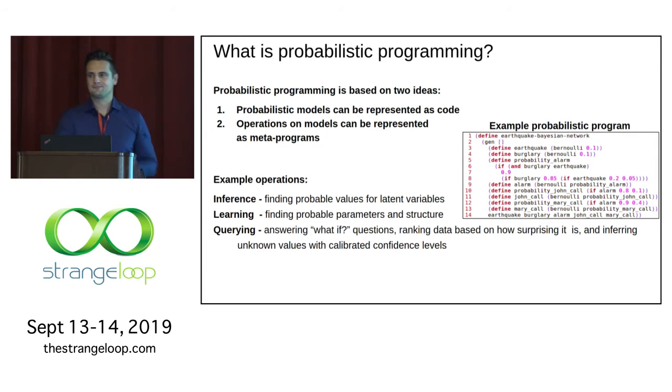So what is probabilistic programming? Probabilistic programming is based on two ideas. One, probabilistic models can be represented as code. And two, operations on models can be represented as metaprograms doing something with the programs that implement the probabilistic models. What are these operations? Operations include inference, such as finding probable values for latent variables; learning, as in finding probable parameters and structure given observed data; and querying, answering what-if questions, ranking data based on how surprising it is, and inferring unknown values with calibrated confidence levels.